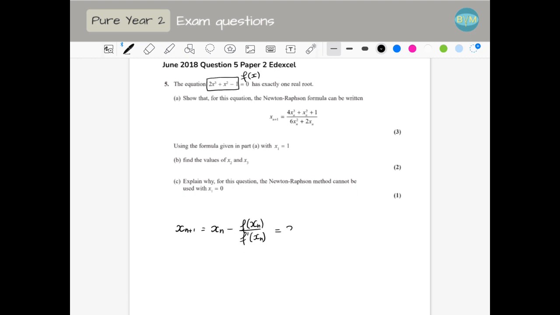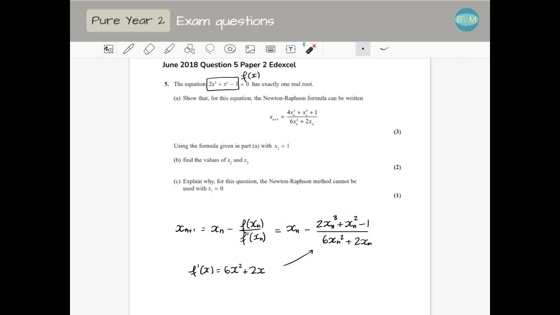So what we are going to write is x_n, because the Newton-Raphson formula is in terms of x_n. Then I'm going to substitute in the numerator the function again, so 2x_n cubed plus x_n squared minus 1, and in the denominator I'm going to differentiate my function. The derivative is 6x squared plus 2x, and this goes in the denominator, but with x_n. So I have 6x_n squared plus 2x_n.